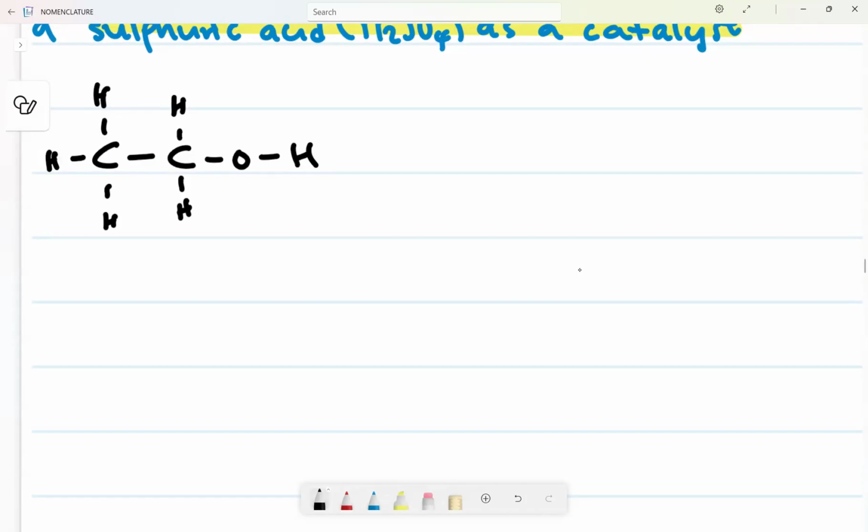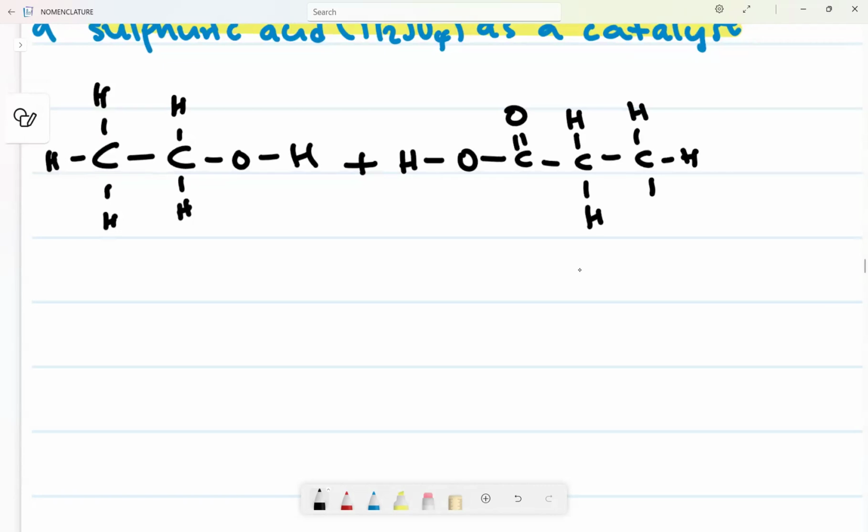H2O. Plus a carboxylic acid. Let's keep it simple: propanoic acid. Remember, it has the C double bond OOH. Propanoic acid, like that. Then let's see the result.